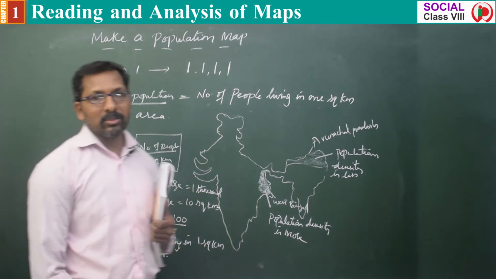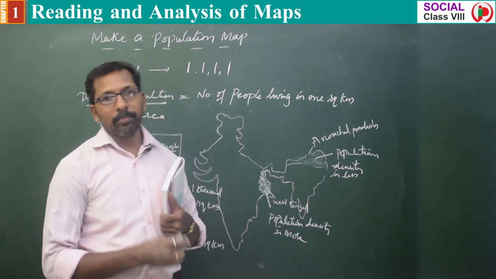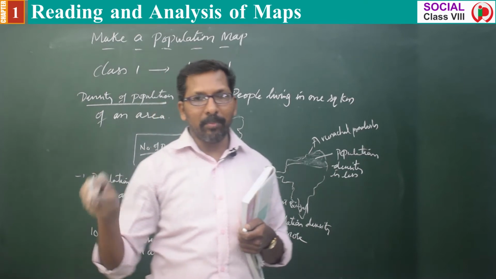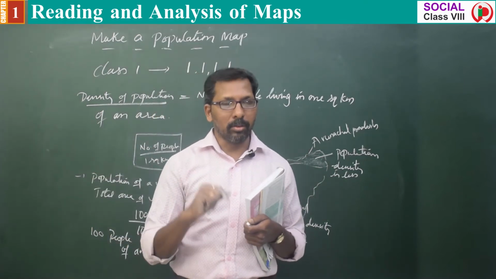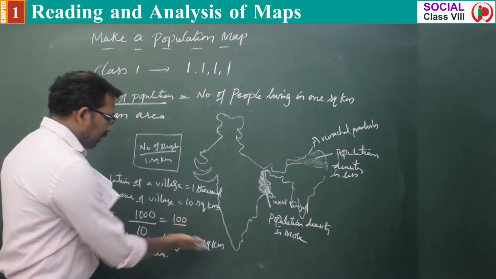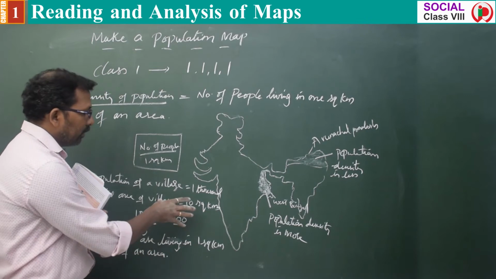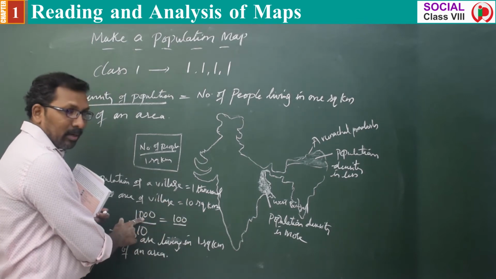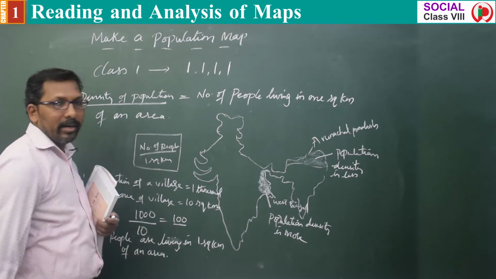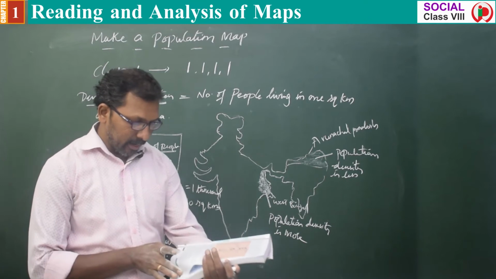So hope you have understood this. The same way you have to do this with the school also. How many people are there? How many rooms are there? So how many people divided by the number of rooms? So you will get the total there. So clearly you can understand from here how many people are living in that particular area. You got 1000 people living and you divided by 10 square kilometers, you got 100 people living in 1 square kilometer of an area.